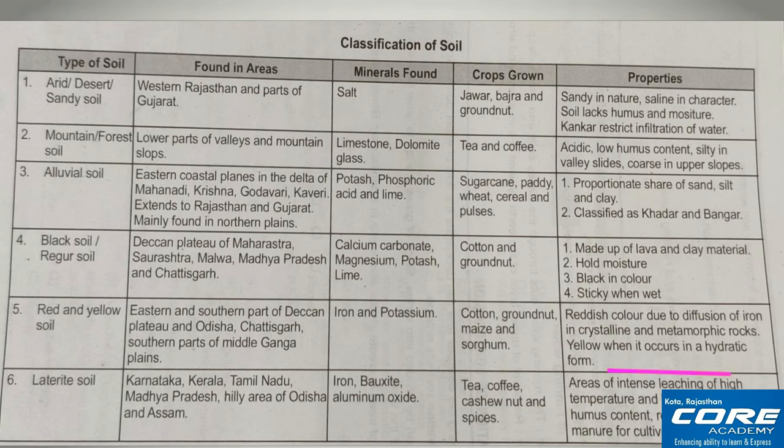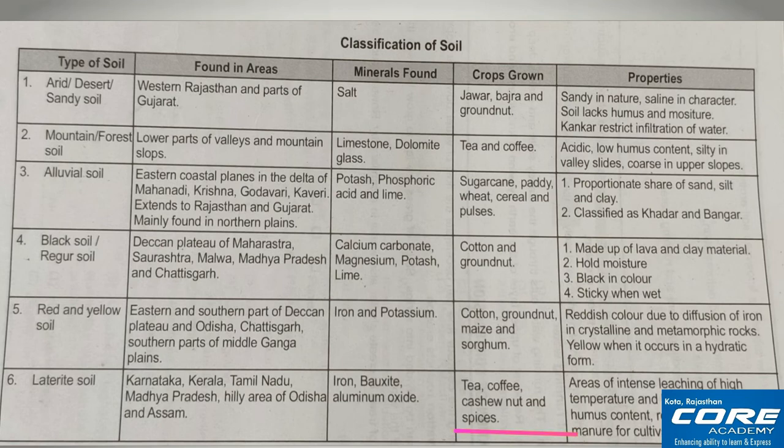Now the next and last one is laterite soil. Laterite soil is basically found in Karnataka, Kerala, Tamil Nadu, Madhya Pradesh and the hilly areas of Odisha and Assam. So in the hilly areas of Odisha and Assam and in the southern states of Karnataka, Kerala and Tamil Nadu, we get this laterite soil. This laterite soil has minerals such as iron, bauxite and aluminum oxide, and it is best for tea and coffee cultivation as well as cashew nut and spices. You all know how famous Assam is for tea and coffee plantation.